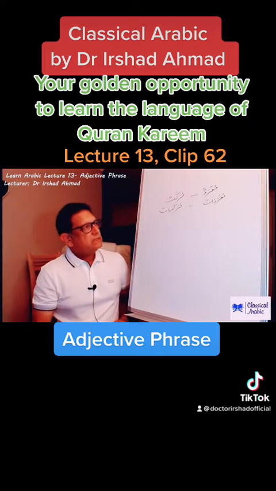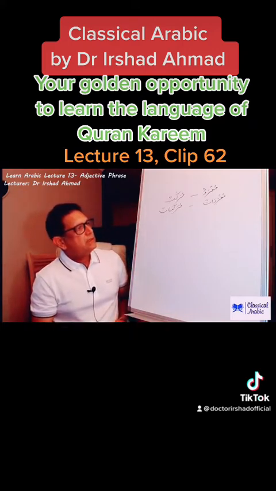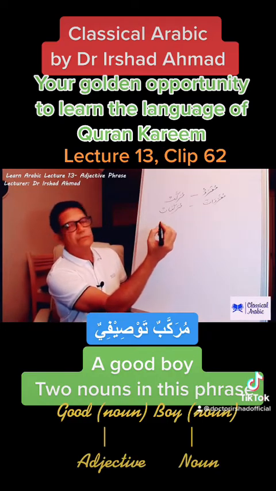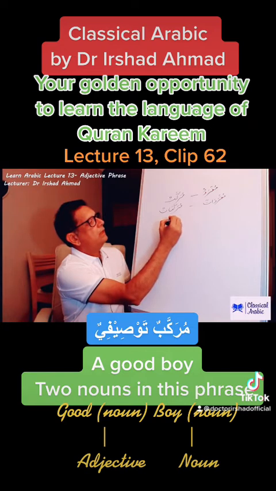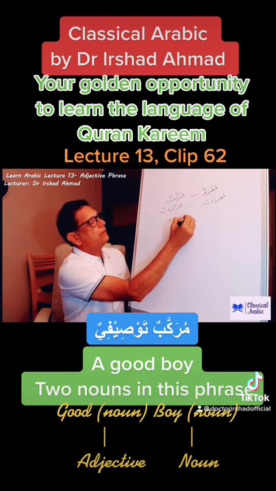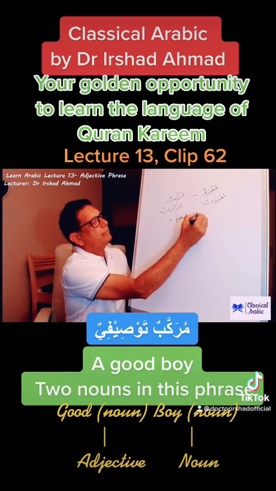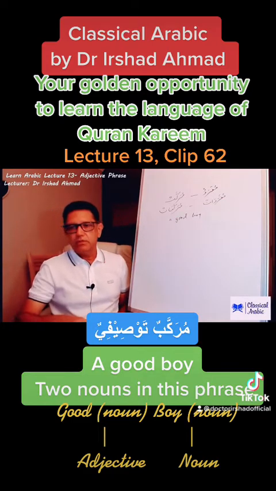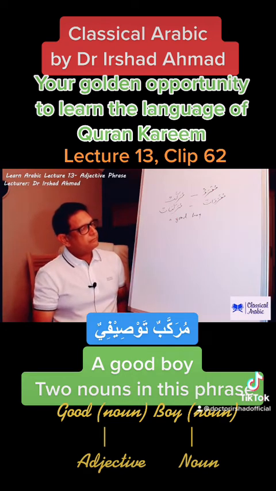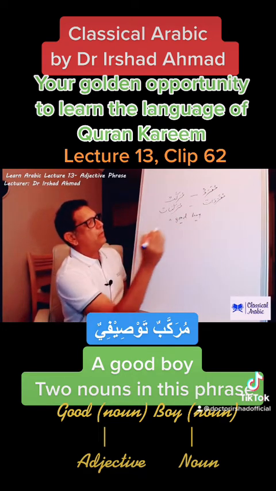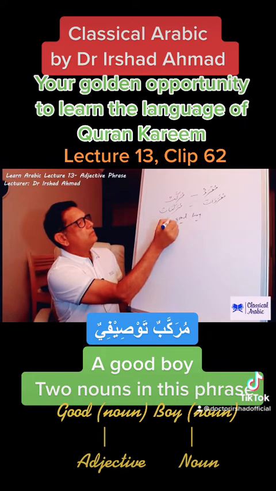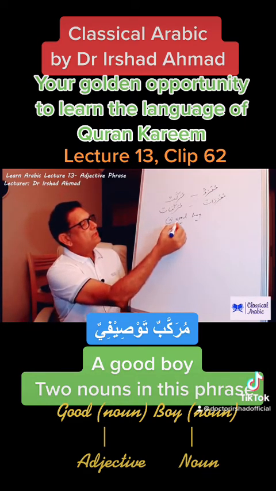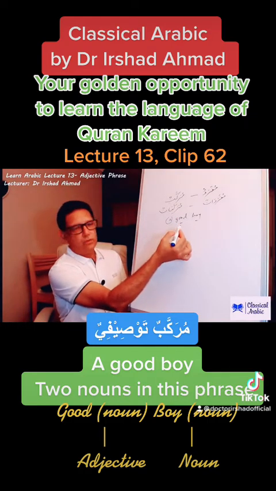We can make a start by working on this English phrase. For example, we say a good boy. Basically there are two nouns here, good and boy. A is there to make this phrase indefinite. So rather than saying the good boy, we are saying a good boy.